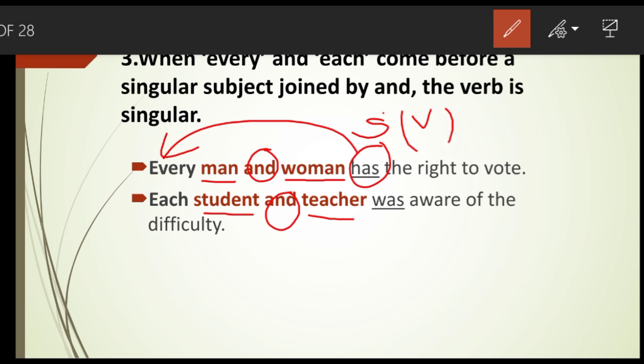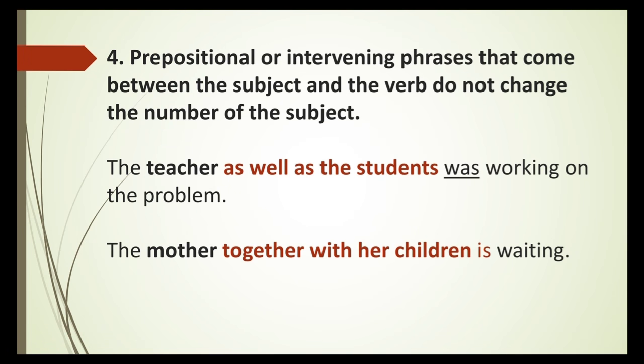Okay? Another example. Each student and teacher was aware of the difficulty. So, dito was singular na naman. Ayan, ending in S na naman yung ating verb. Bakit? Kasi nga, kahit may and yung student and teacher, meron naman tayong each in the beginning. So, therefore, our verb will be singular. So, yan yung tatandaan natin. Okay, so next rule tayo.